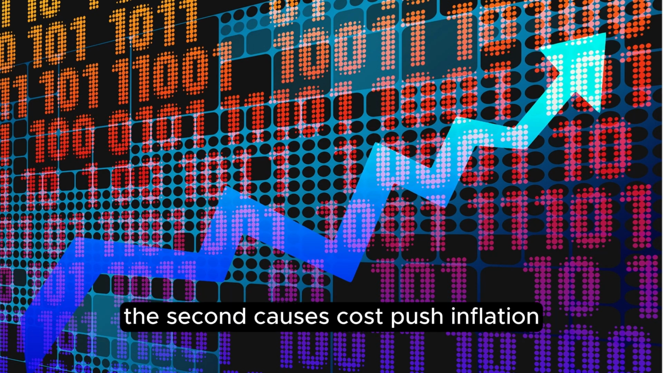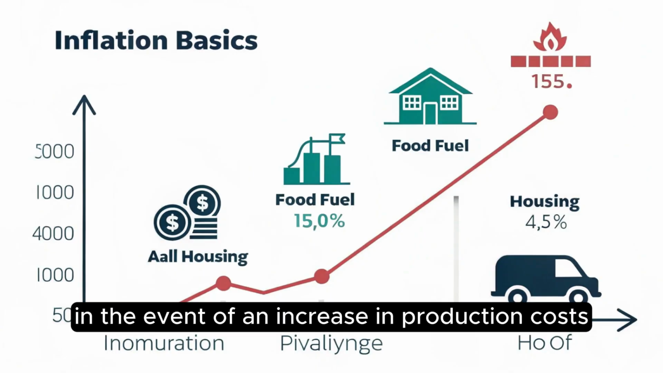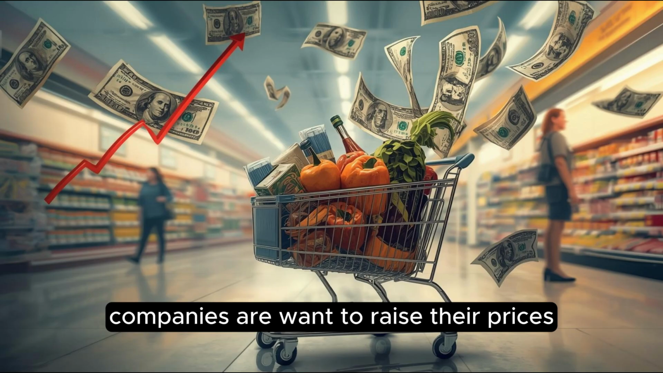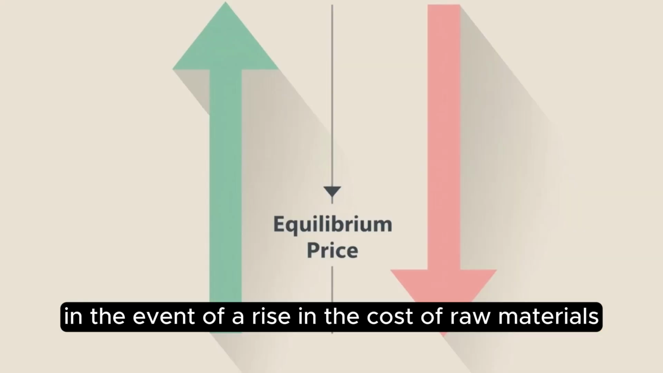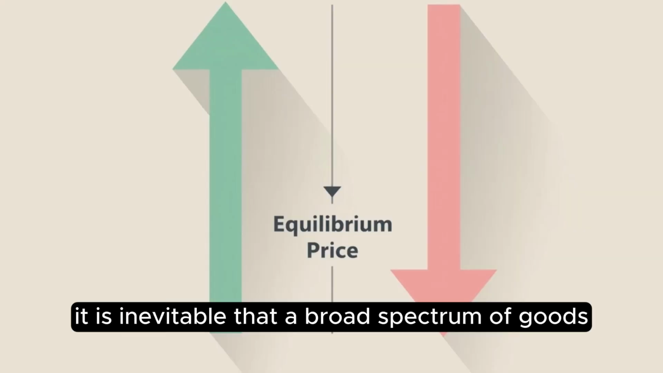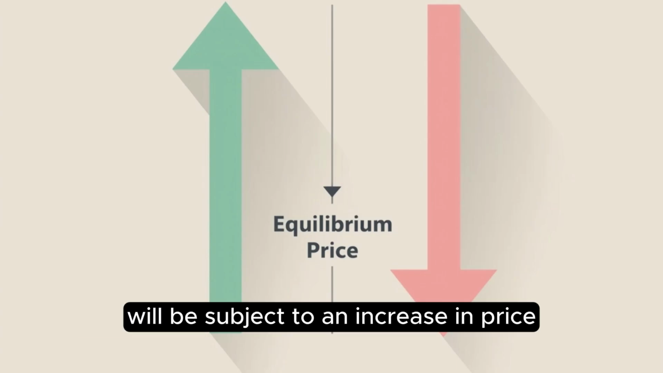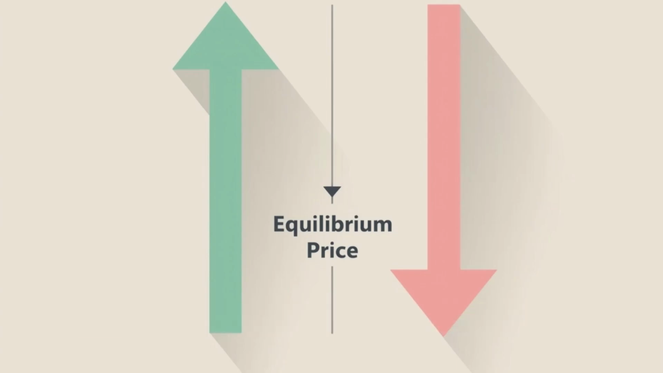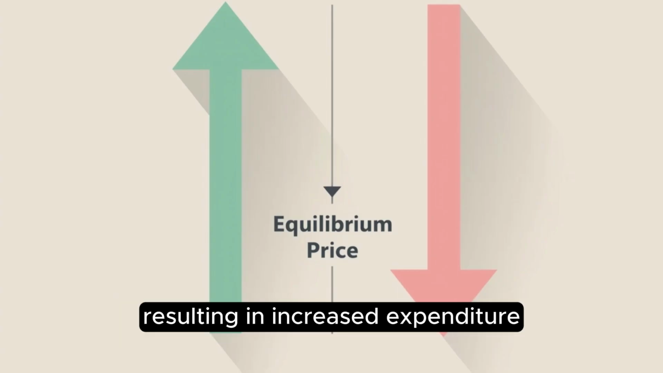The second cause is cost-push inflation. In the event of an increase in production costs, companies are wont to raise their prices. In the event of a rise in the cost of raw materials, energy, transportation, or labor, it is inevitable that a broad spectrum of goods, ranging from bread to smartphones, will be subject to an increase in price. The elevated cost of production is ultimately transferred to consumers, resulting in increased expenditure.